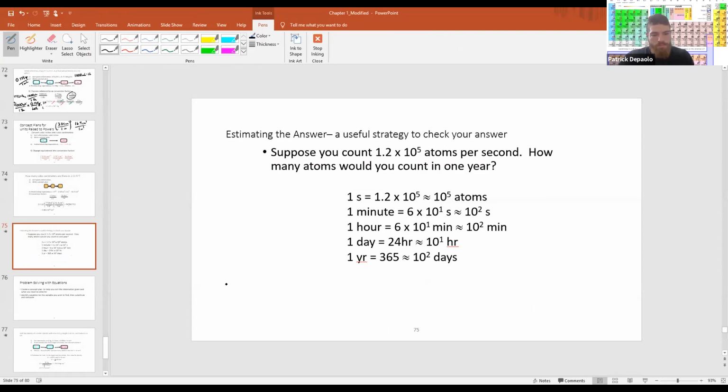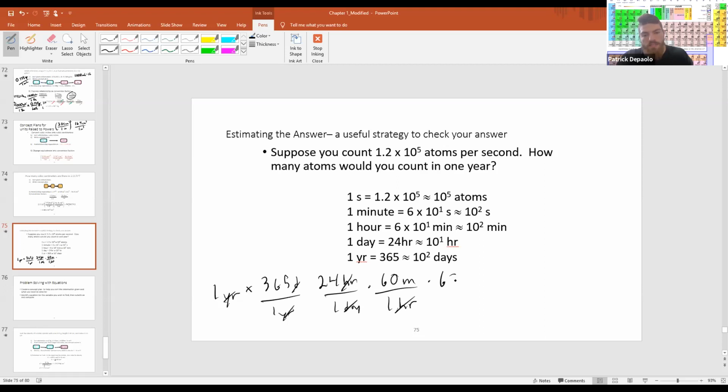All right, so how many seconds are in 1 year? We're going to multiply that number by the atoms per second. 365 days in 1 year. That cancels. 24 hours in 1 day. Days cancel with days. 60 minutes in each hour. Hours cancel. 60 seconds in each minute. Minutes cancel. So now we have our years converted to seconds.